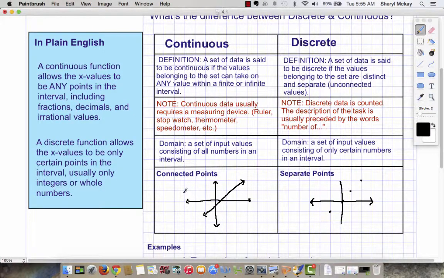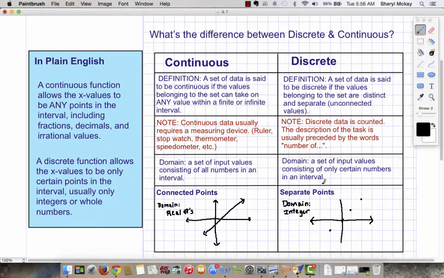So in connected points, or in continuous, your domain is real numbers, every single possible real number. In this one, your domain, meaning your x values, are just the integers. We're not getting any fractional components in there, okay? So that's a real quick look at continuous and discrete.